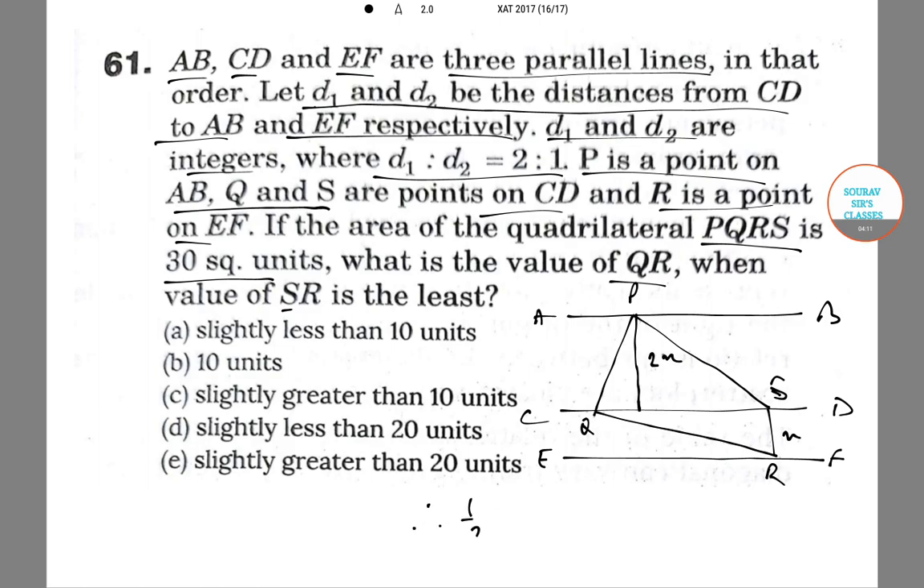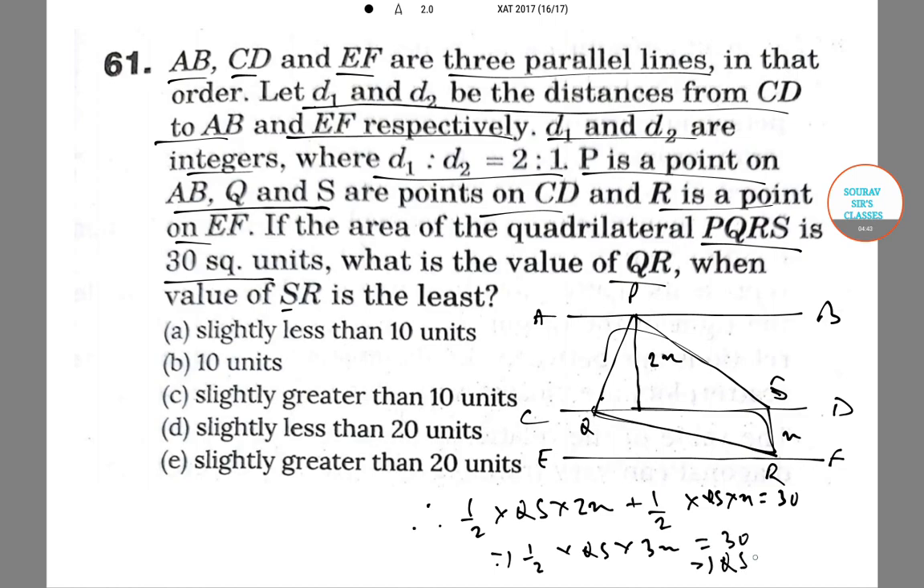So therefore, half into QS into 2x plus half into QS into x is equal to 30. We have considered these two to be triangles and are calculating the area. So from here we get half into QS into 3x is equal to 30, or QS into x is equal to 20.